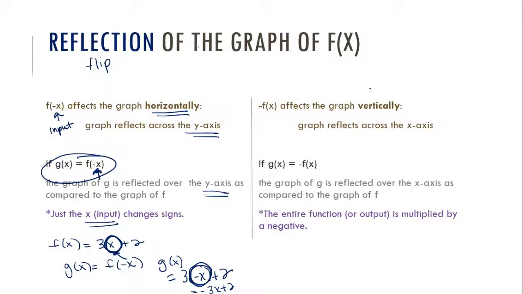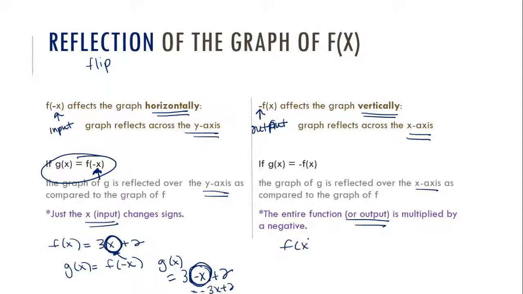Whereas if I am looking at a reflection vertically, which is over the x-axis, that negative goes out front of the entire function or my entire output. So if g of x equals negative f of x, the graph of g is reflected over the x-axis as compared to the graph of f. So this time the entire function or the output is multiplied by a negative.